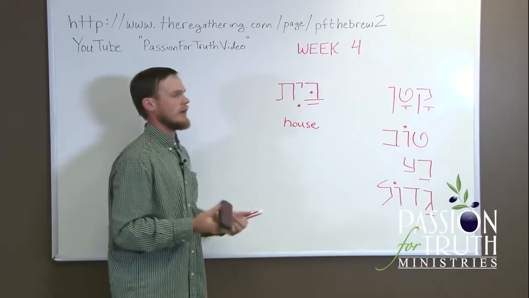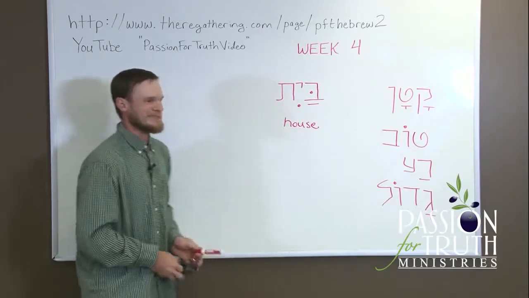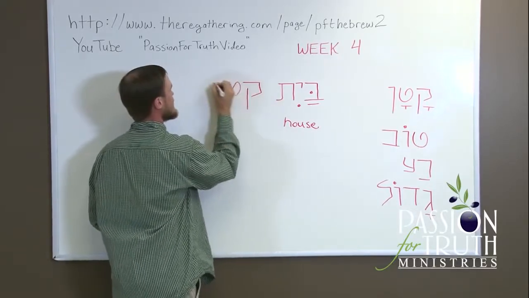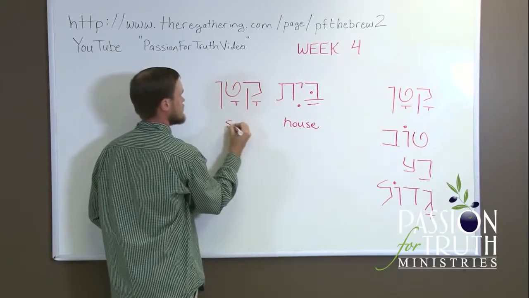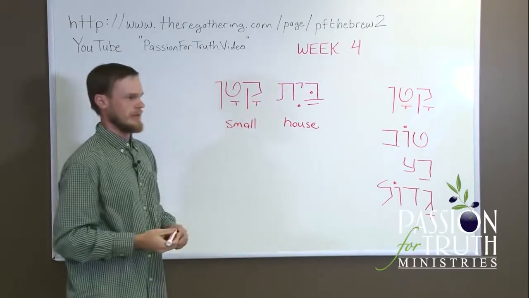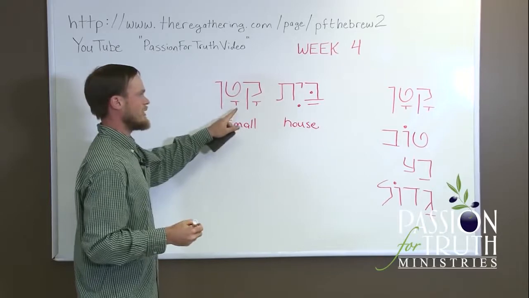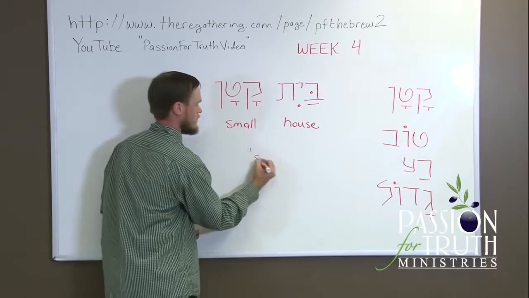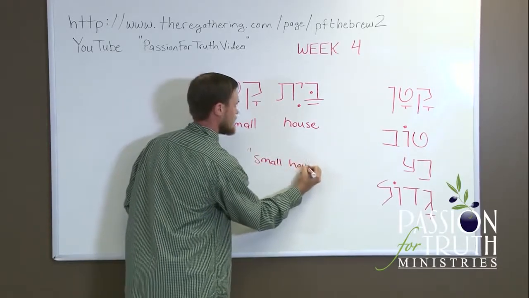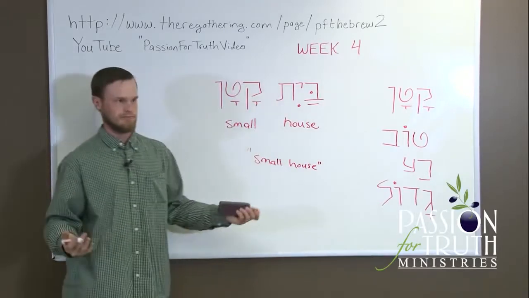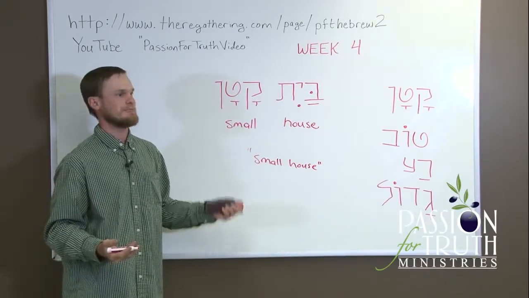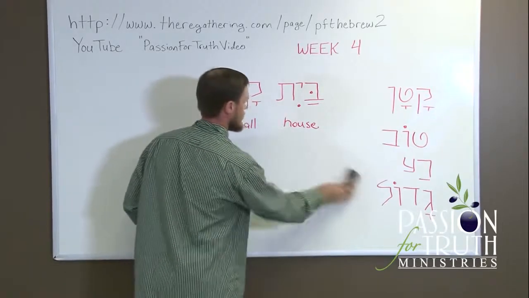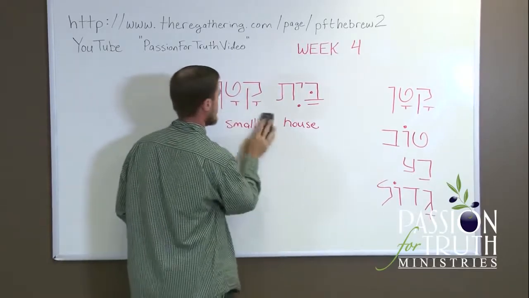How do we say a small house, like the apartment that I used to live in? Okay. Bayit Katan, yes. Bayit Katan is a small house. Okay, and again, just beating this dead horse, the adjective comes after the noun it modifies. So you do in fact say Bayit Katan to mean small house. And a big house would be Bayit Gadol, big house.